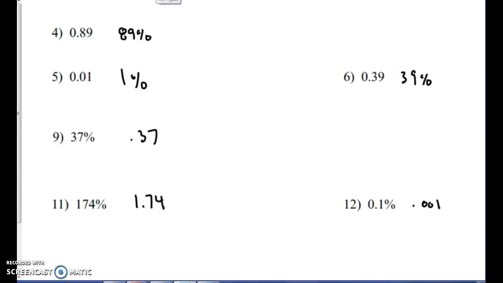All right, hopefully this is what you guys got for 4, 5, and 6. I got 89% for number 4, 1% for number 5. Number 6, I got 39%. Number 9, I got it to be 0.37. Number 11, I got 1.74. And number 12, I got 0.001.